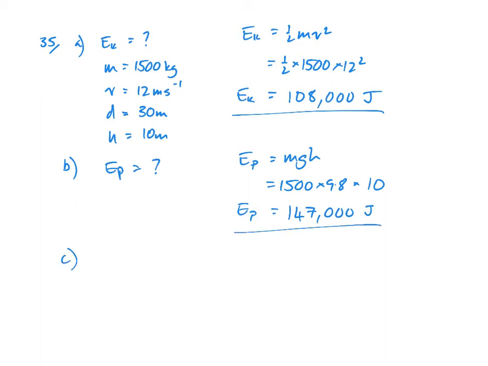So see how much energy is unaccounted for. So basically you had 147,000 joules at the top of the slope, but you can only account for 108,000 joules of kinetic energy at the bottom. So the kind of lost energy is the difference between those two, which is 39,000 joules.